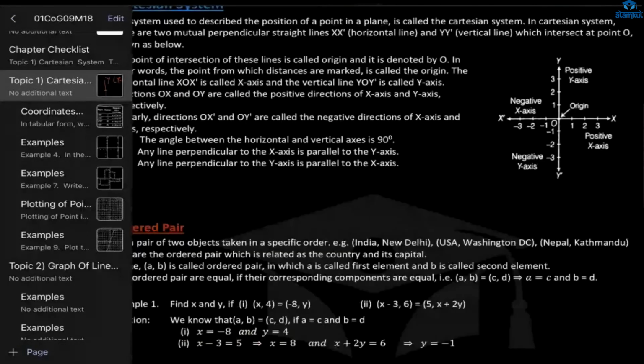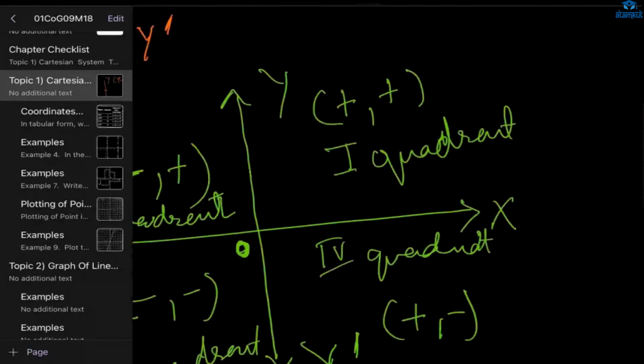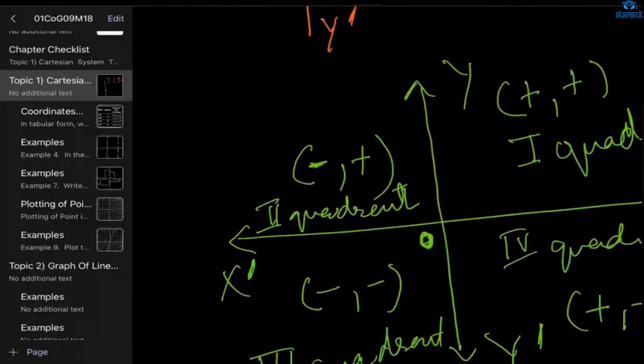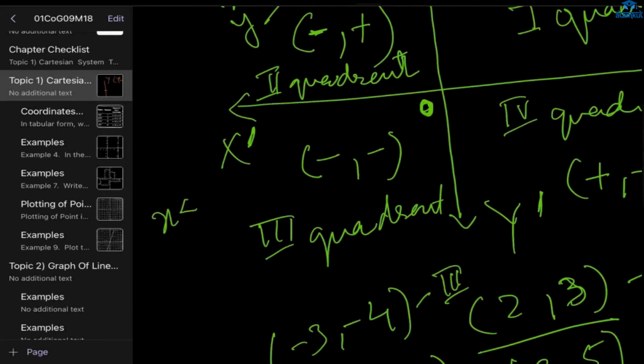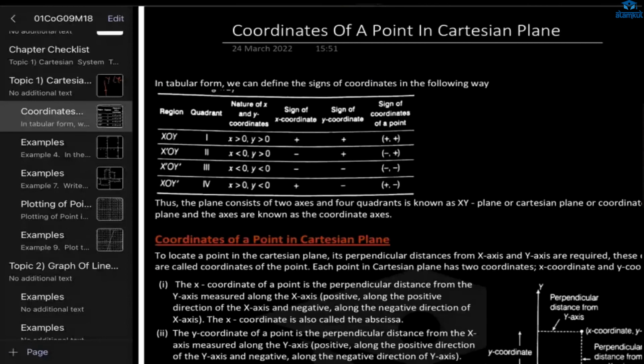Now if you see here, in the first quadrant x is positive, so x will be greater than 0, and y will also be greater than 0. In the second quadrant, x is negative, so x will be less than 0 and y will be greater than 0. In the third quadrant, both values will be less than 0. And in the fourth quadrant, x will be greater than 0, y will be less than 0. Everybody, you can see this chart here in tabular form.